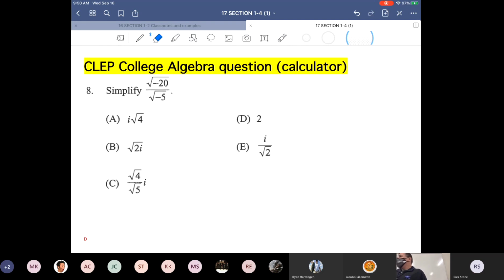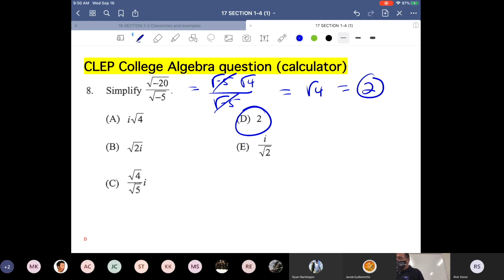Well, guess what? Those show up on the CLEP test too. Okay? Could I write this thing as the square root of -5 times the square root of 4 over the square root of -5? Is that okay? And then could I cancel those things and be left with the square root of 4? But what is the square root of 4 in simplest form? 2?